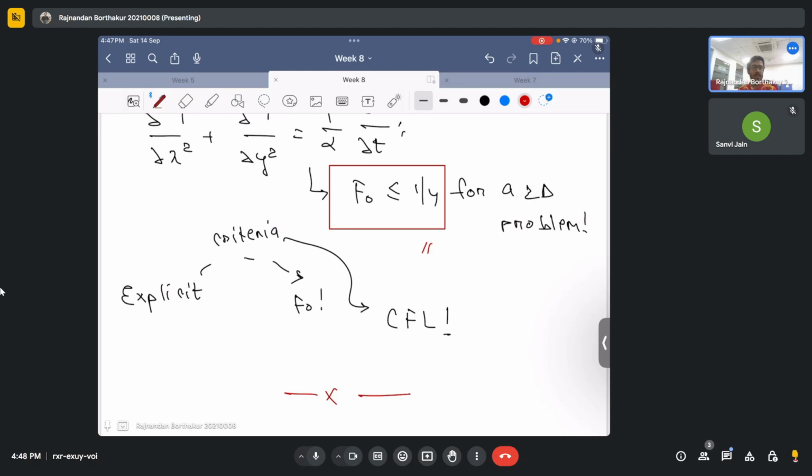This is a strength, you can say, of the explicit method, that you just need to know the initial time, and that is known from the initial condition. But it comes with a price. The price is that it sets a limitation on the Fourier number, and this limitation is known as the CFL criteria in typical CFD language. Okay. All right. So any questions?